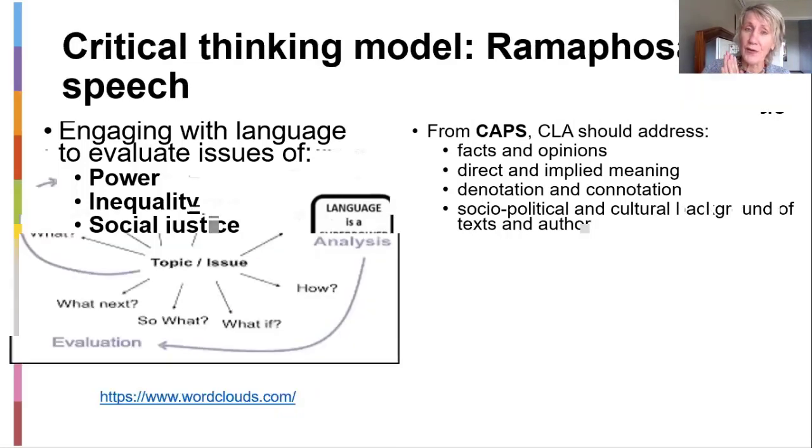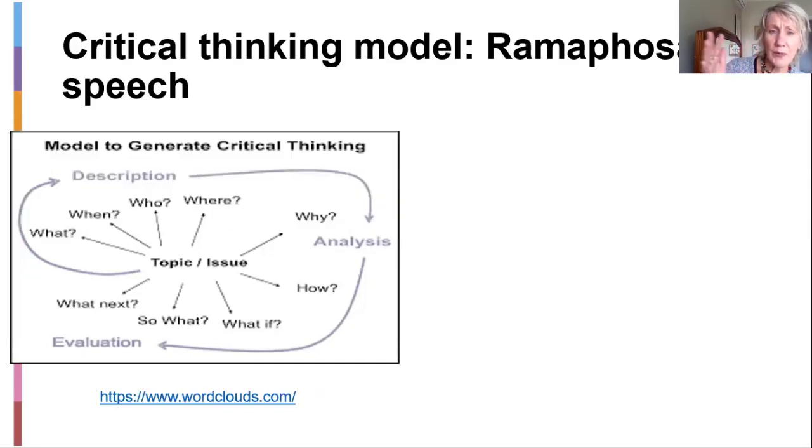Interestingly, I'm going to have a look at a critical thinking model that you could possibly use for, say, a politician's speech. This is from Ramaphosa's speech on the 15th when he announced lockdown level 2 starting. Looking at the little model here, how do we generate critical thinking? First of all, we've got the topic, so it's the end of lockdown. Then you describe it: what, where, when, who. And then you analyze what was actually said.